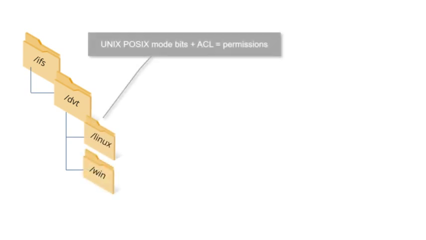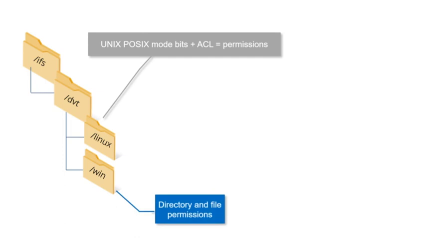Access to a folder on an Isilon cluster is determined through two sets of permissions entries, POSIX mode bits and access control lists, or ACLs. The graphic shows the /dvt folder and two shares created underneath it. SMB access is dependent on both these permissions, and when the share permissions are combined with file directory permissions, the most restrictive set of permissions is enforced. For example, if a user does not have permission to the DVT share, then the user cannot write to the Linux and Win directories or files within the directories.